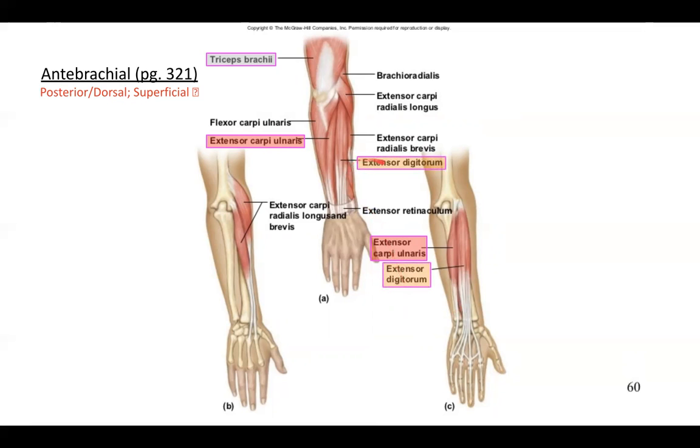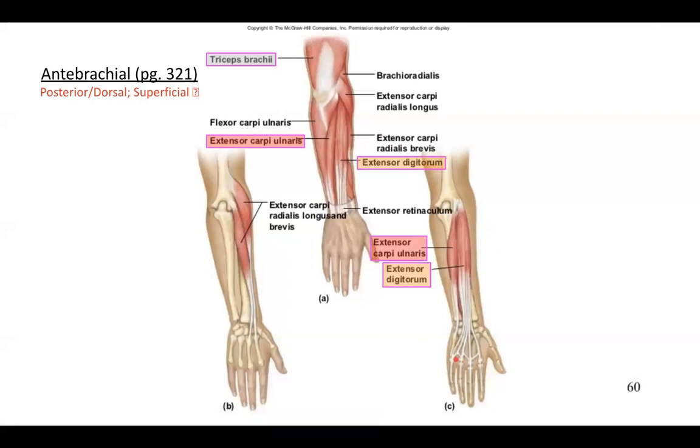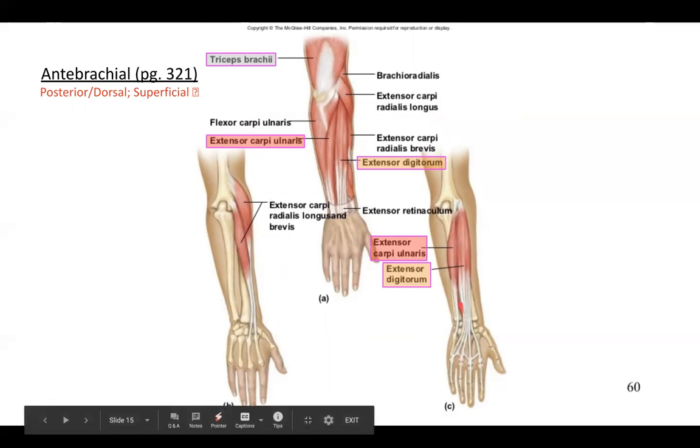Then we have the extensor digitorum. So that one's nice and easy. It's going to help to extend your fingers. And again, this muscle actually originates up in your humerus, very similar to where the extensor carpi ulnaris is, but instead of inserting into the metacarpal, these will actually insert into your phalanges.